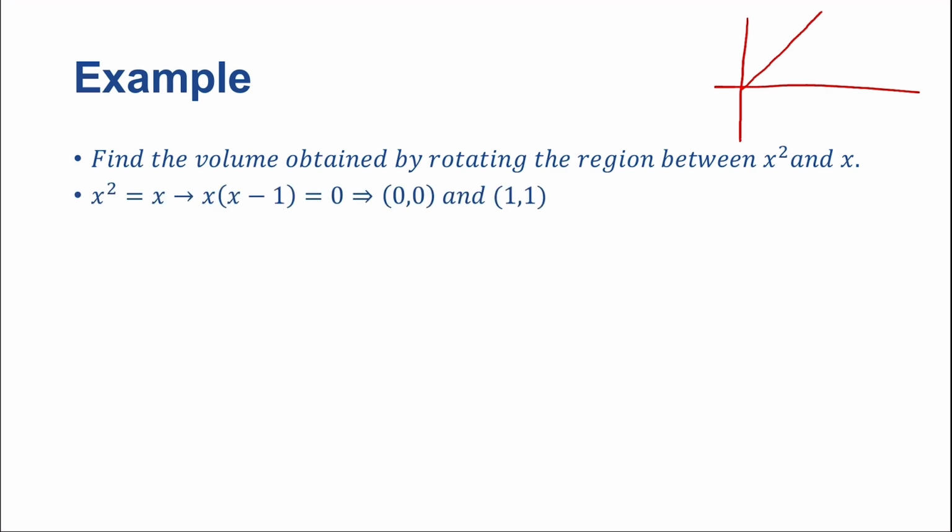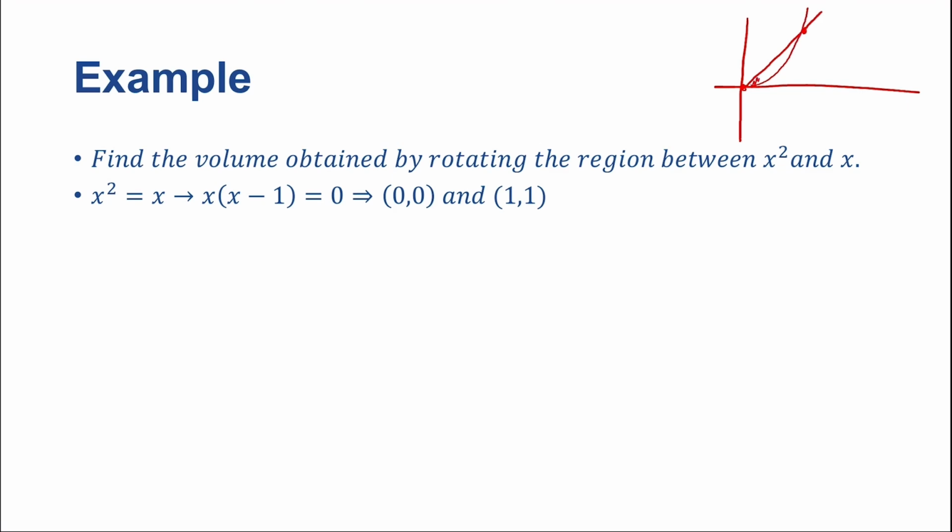To do that, I set x squared equal to x. Those are our two functions. If I move x to the other side, that gives us x times x minus 1 is equal to 0, giving us solutions of (0, 0) and (1, 1). So we are going to have a solution here, and a solution here, and our parabola is going to look something like that on this side.